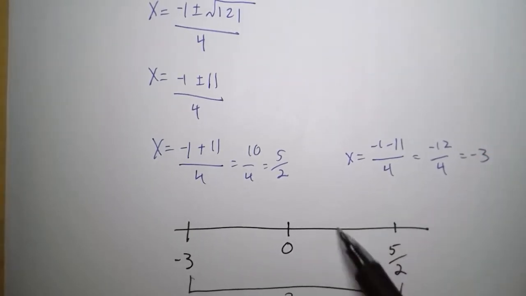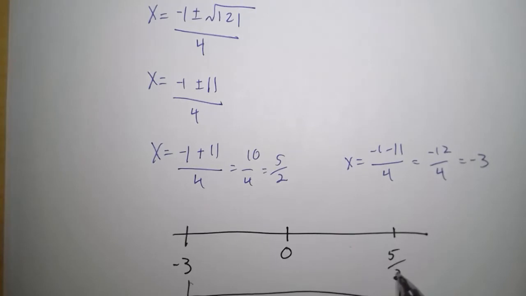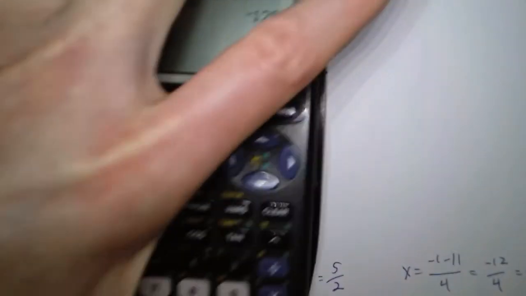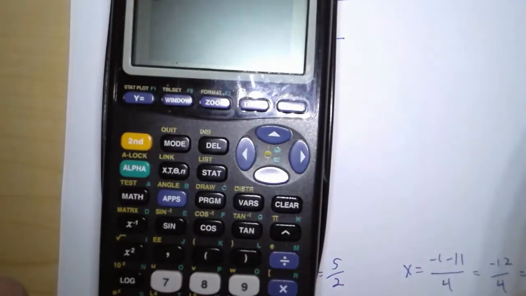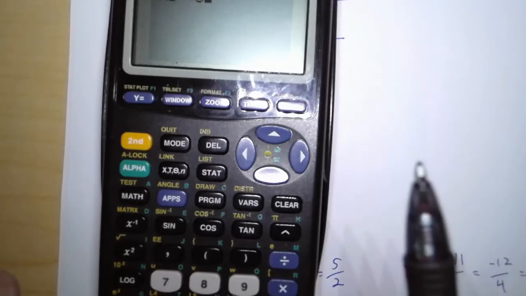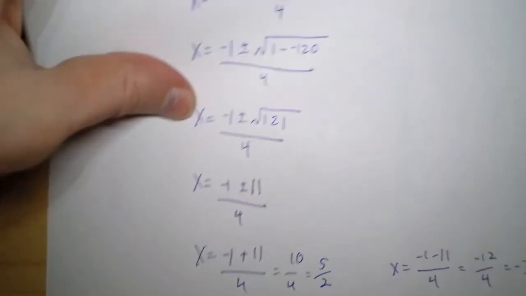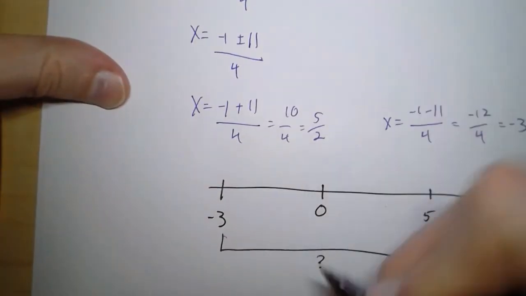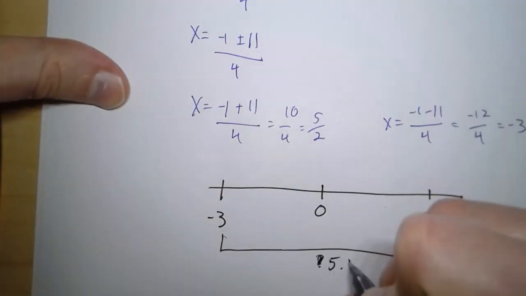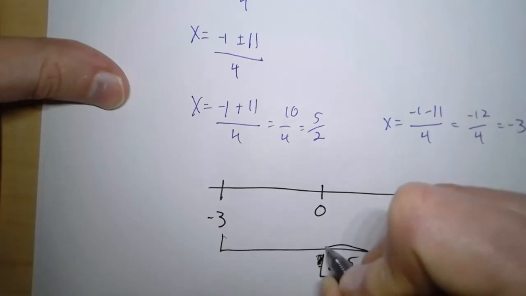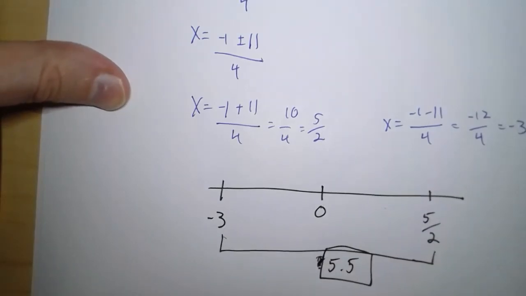And so what we can do is subtract these two. So we take 5 halves and subtract negative 3, because that finds the distance between two numbers, which is the difference. And so that number is 5.5. There's your distance on the number line. And we're done.